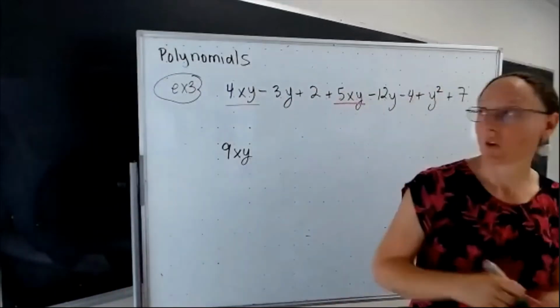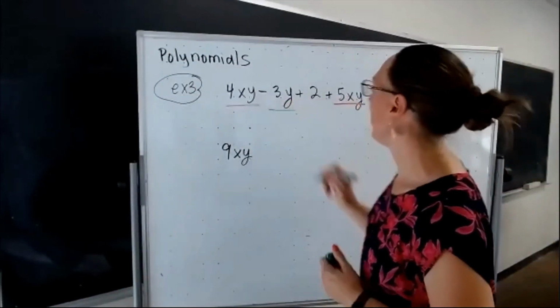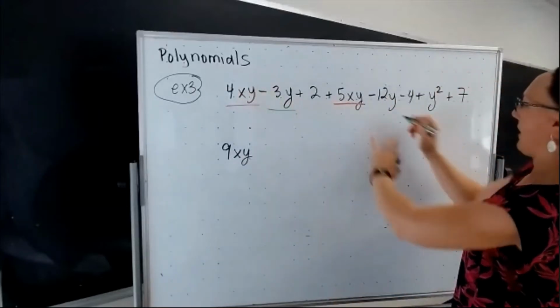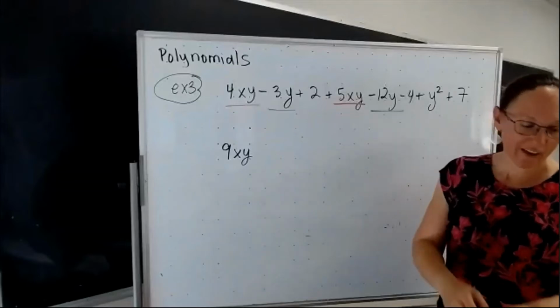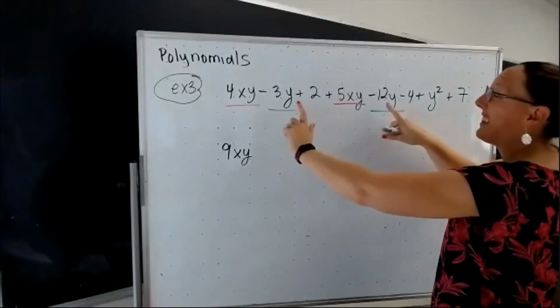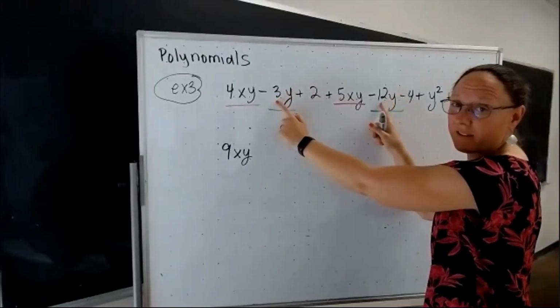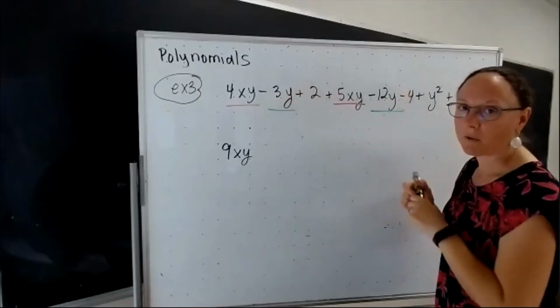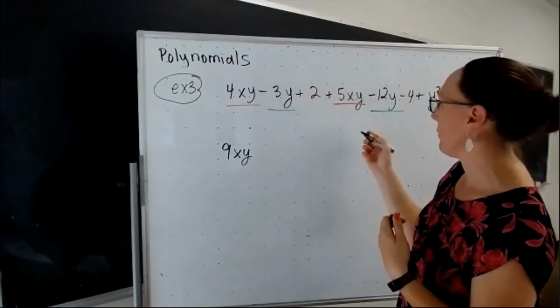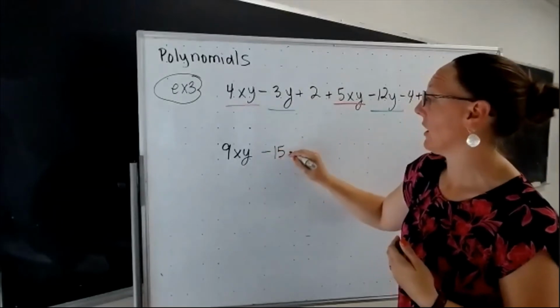Next term over, I'm looking at -3y. Scanning. Okay, I've got a -12y. So those two terms I can put together because they can have different constants, but the variables are the same and raised to the same power. Throwing those together, -3, -12, so -15y.